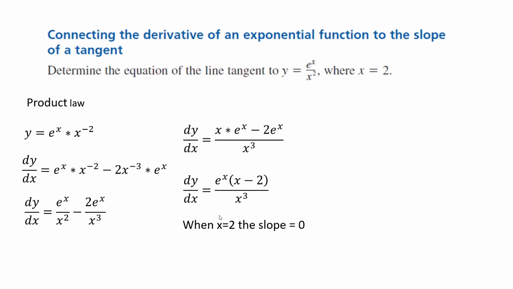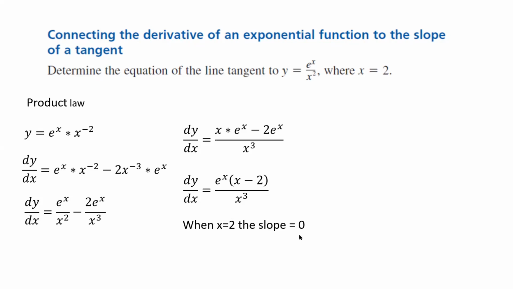X equals 2 is the place where we have to figure out what the tangent line is. If we put 2 into this function, notice that this becomes 0, so the whole thing becomes 0. So when x is equal to 2, the slope is 0.